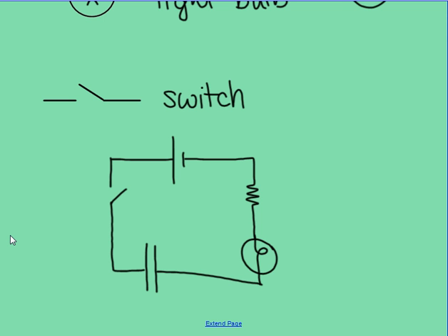Now, this list is by no means an all-inclusive list. There's probably close to a dozen symbols that we're missing. But these are the things that we'll use in our physics class, the things that we care about knowing to be able to draw. We will later look at how we can connect these various components in different ways and how that changes the circuit, but for now it's just important that you know the symbols and that you know how to draw a simple circuit like the one shown here.